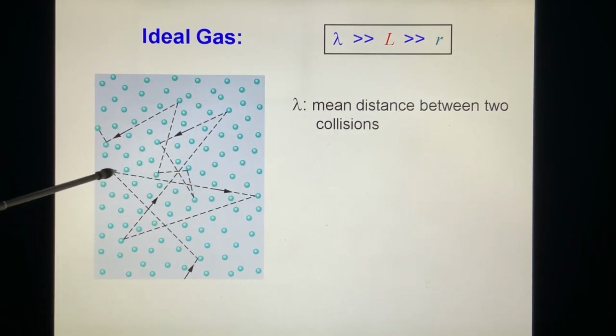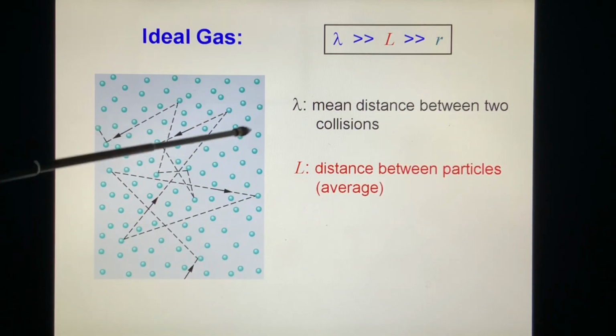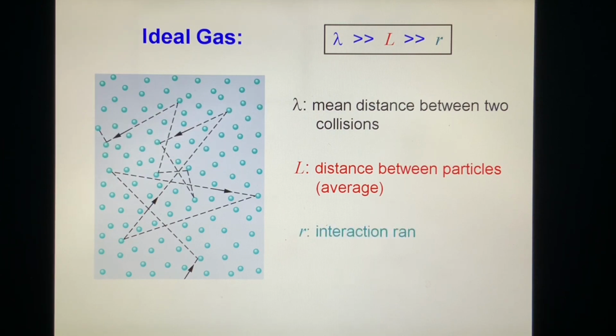Some of these are longer and some shorter, so this is an average. d is the distance between particles. Now in this picture, around this one, this is the distance between particles. And R is the interaction range of molecules. Usually when you touch together, you have interaction, the distance about 2R, about the diameter of the molecule or atom. If you satisfy this condition, this is called an ideal gas, that means the density is low enough. They obey the law PV equals nRT.